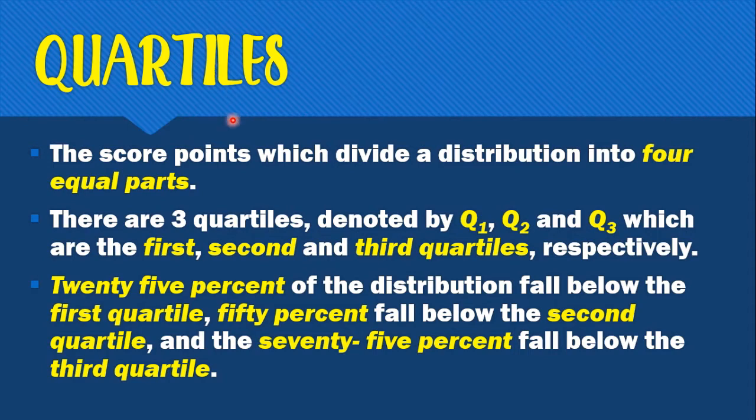First are the quartiles. These are the score points which divide a distribution into 4 equal parts. There are 3 quartiles denoted by Q sub 1, Q sub 2, and Q sub 3, which are the first, second, and third quartiles respectively. 25% of the distribution falls below the first quartile, 50% fall below the second quartile, and 75% fall below the third quartile.